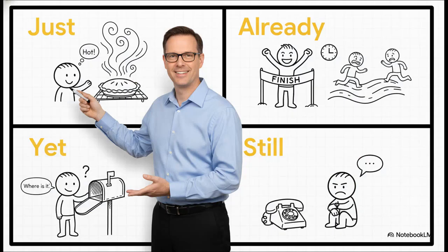And there are a few more really common ones. Just means something happened a really short time ago. Already is for something that happened sooner than you thought it would. Yet is what we usually use in questions and negative sentences, asking about something up to now. And still is used to emphasize that something you expected to happen, well, it hasn't.